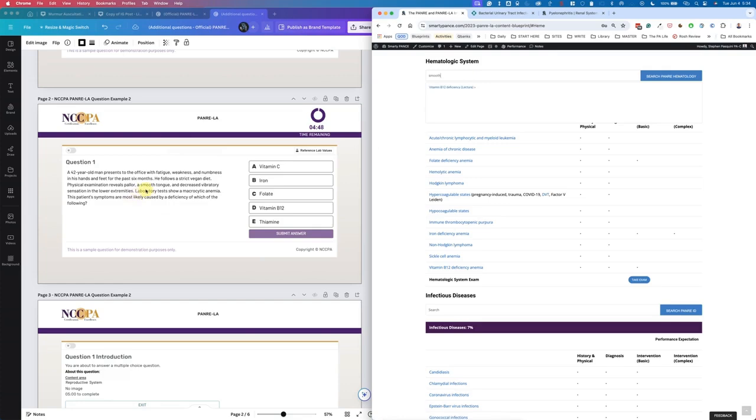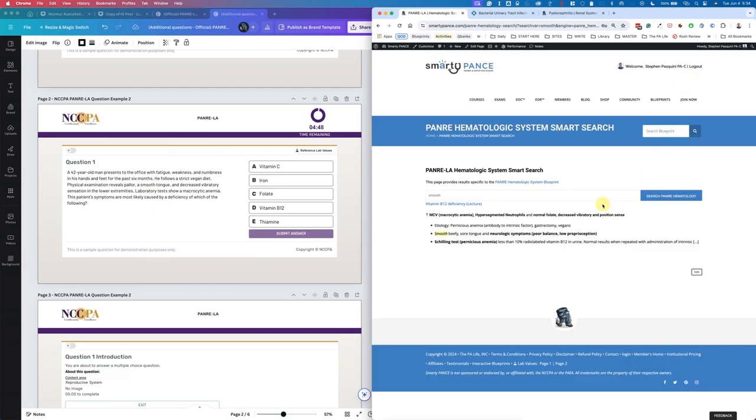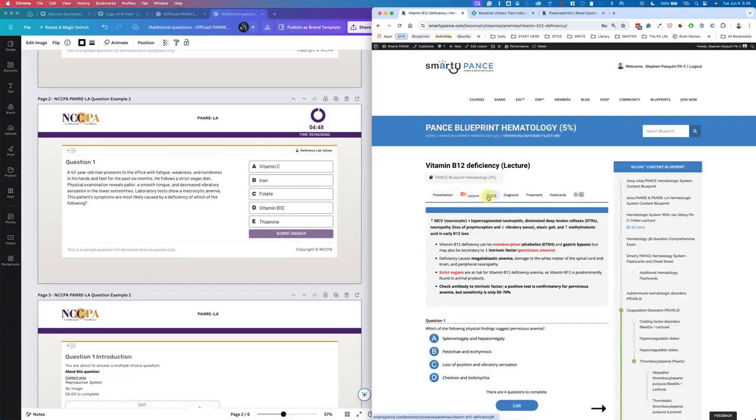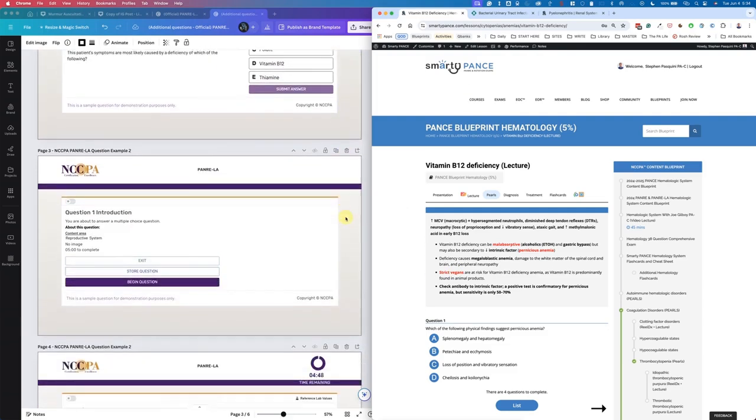So just by searching some of the keywords and the clues here, you already will have an idea of what the answer is. So what if we just did a search here? Here we are in the Smarty PANCE hematologic system search: smooth, beefy tongue, neurological symptoms. There we go. Look at that. He had numbness in his hands and feet. That sounds a lot like this. Macrocytic anemia. There we go. What if I click on the lecture? There we go. Read the pearls. Diminished deep tendon reflexes, loss of proprioception, strict vegans. Okay, now I'm pretty sure this is definitely vitamin B12 deficiency. I click that answer, submit my answer, and guess what? I am totally right. Okay, let's go on to another example.